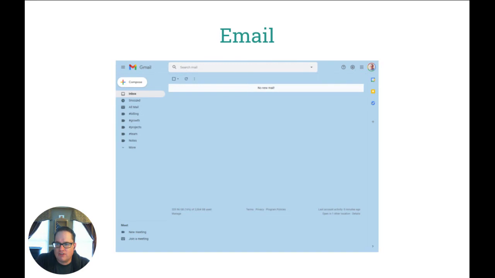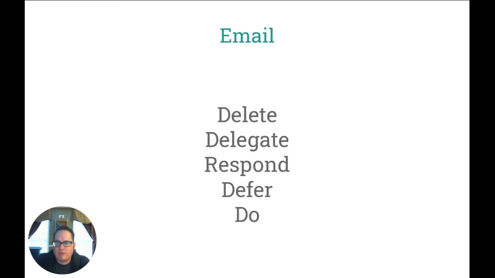Very quickly, I want to hit just the common framework I follow, these 5 steps for an email: delete, delegate, respond, defer, or do. So any email that comes in, you should be able to do one of those 5 things. You can delete it. Delete also means archive. In my case, in Gmail, I don't delete much. I archive it, but get it out of the inbox.